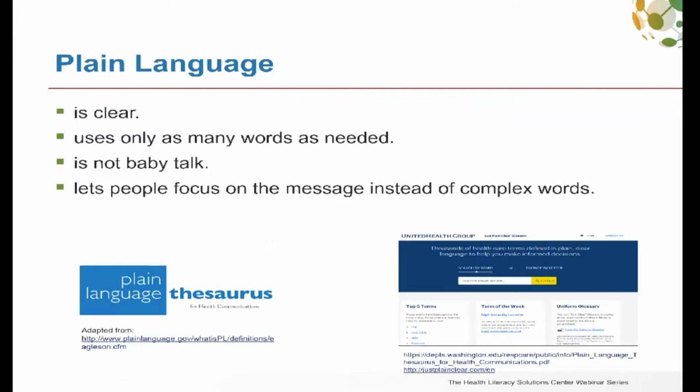So what is plain language? It's clear. It uses only as many words as we need. It is not baby talk. It is not dumbing down. I ask you to join me in stopping the use of that phrase. It lets people focus on the message instead of the complex words and language. It does not mean that there's no place for beautiful writing or complex literature or technical terms in the healthcare setting or in the world. But when we need to communicate something effectively and ensure it's understood, we need to use plain language.